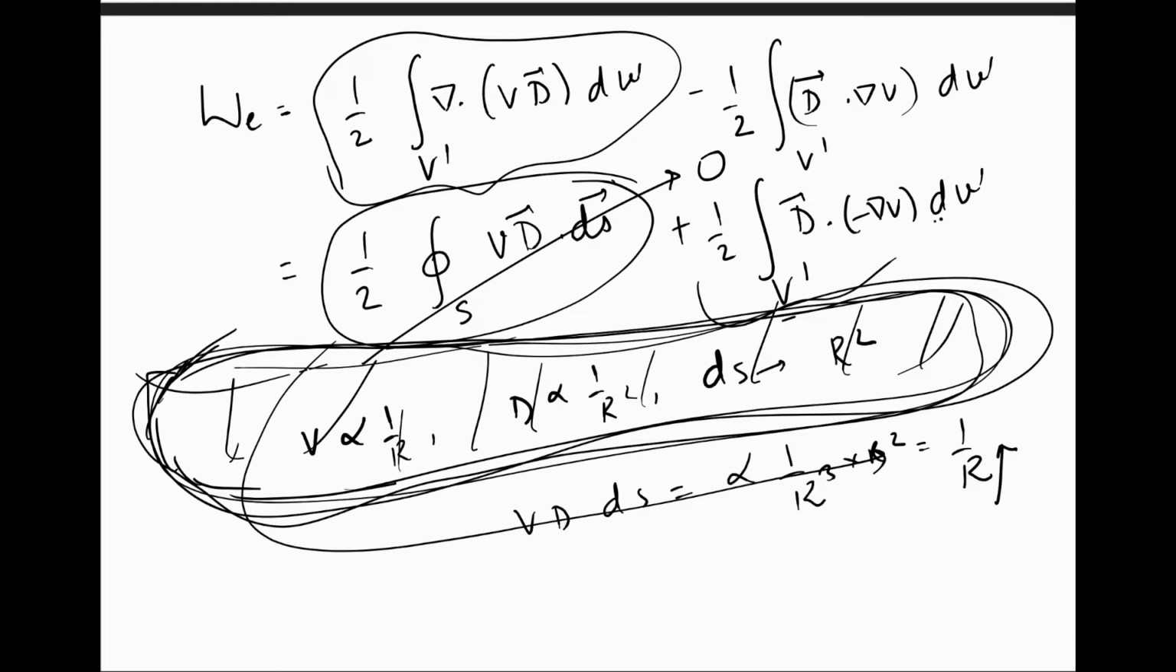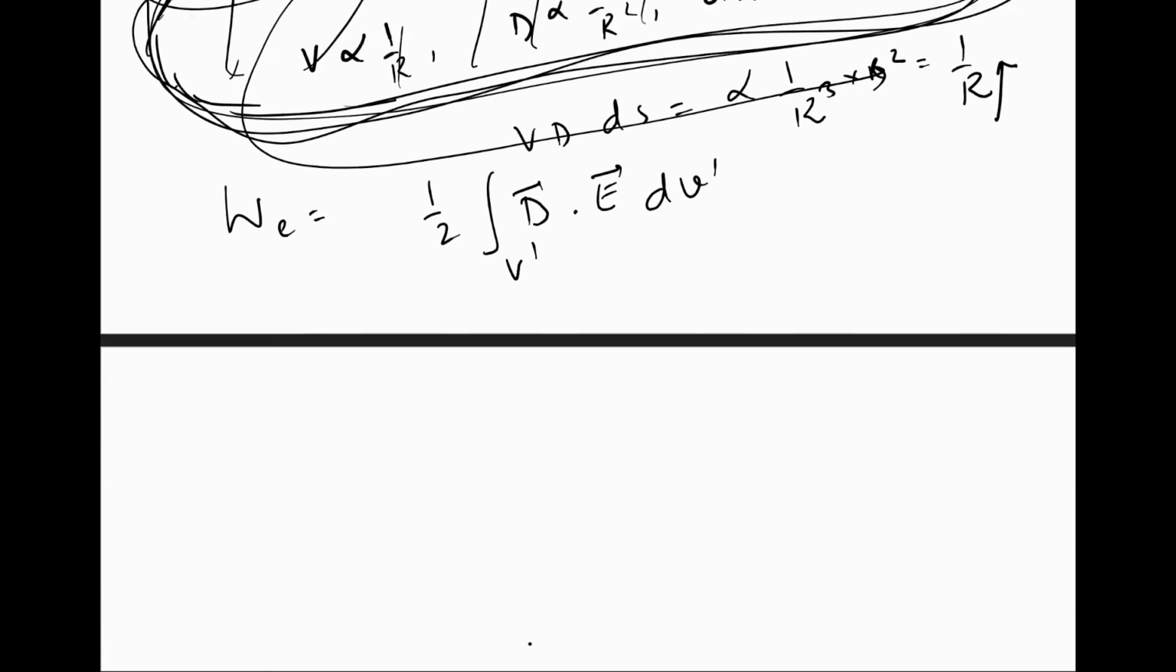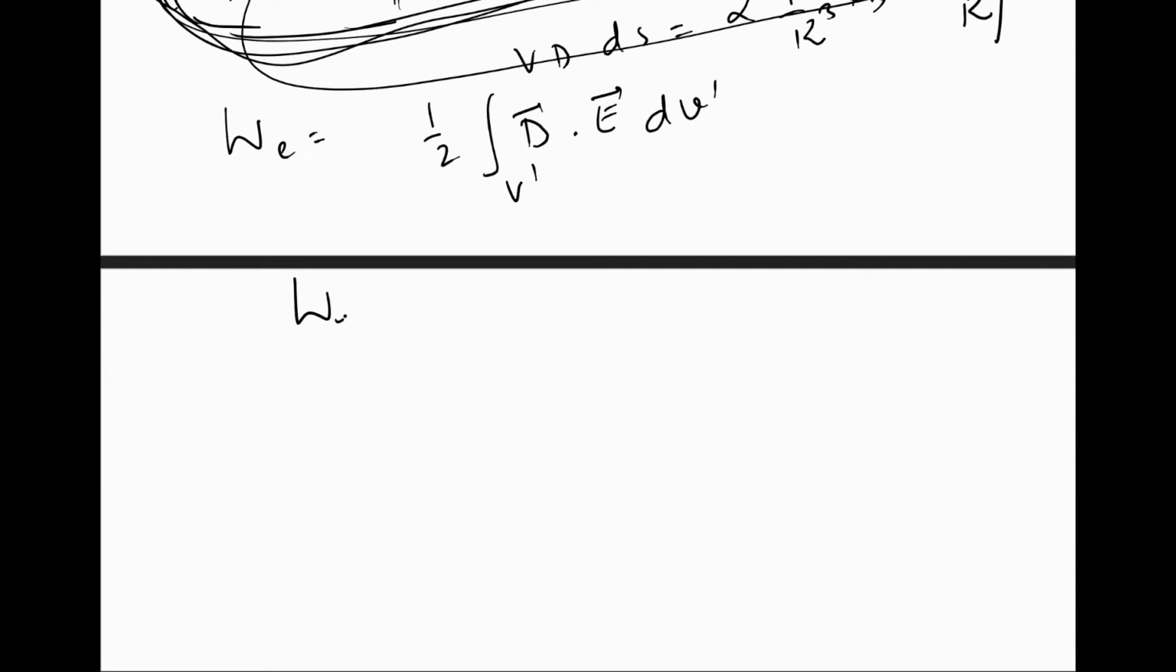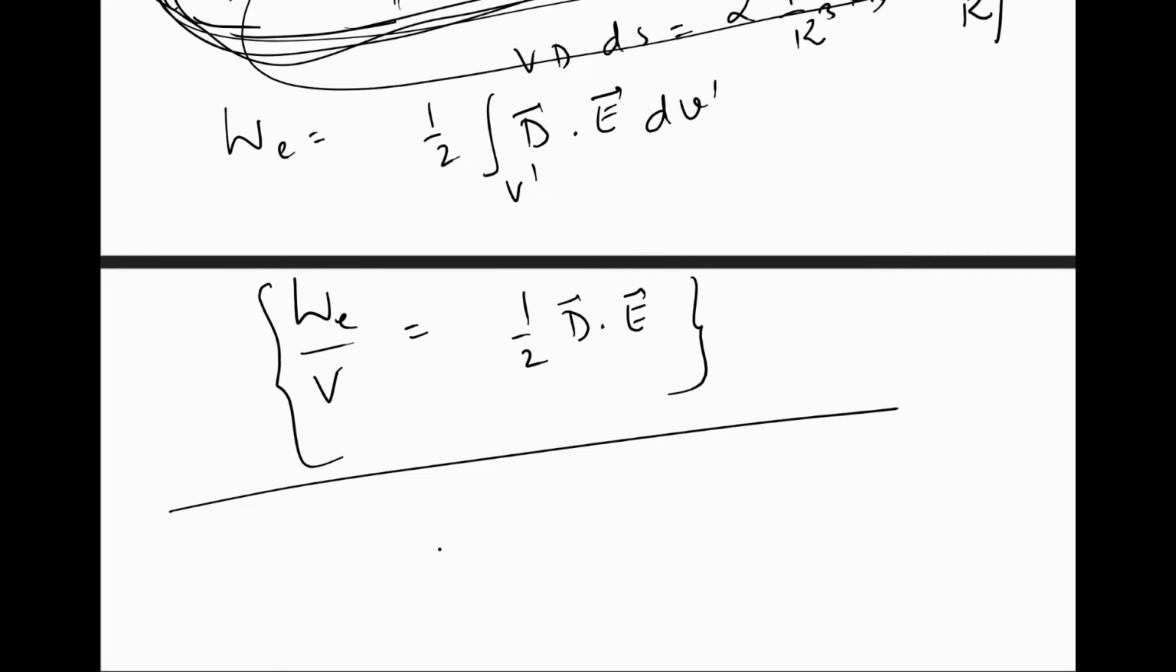And since we are just integrating over the sources only, in the other part there will be no source, so the integral will be 0 in the other part. So W is simply half of D, now minus del V is equal to E only, dV' over full volume V'. So energy per unit volume is simply half of D dot E. So this is the energy density in electrostatic field.